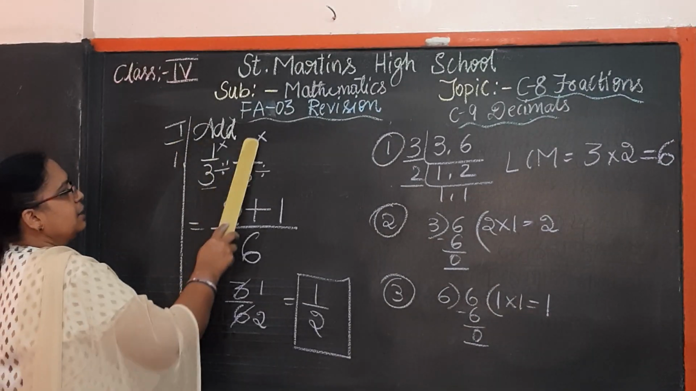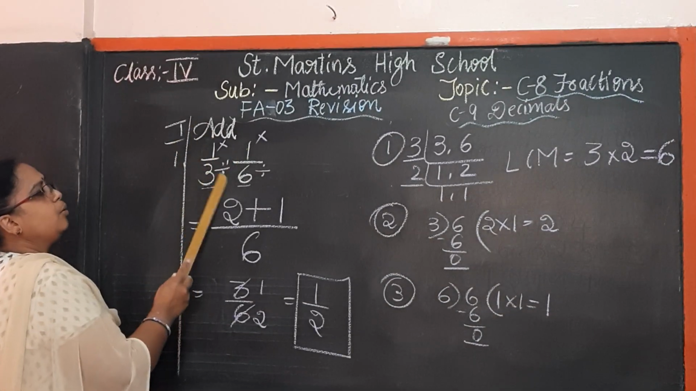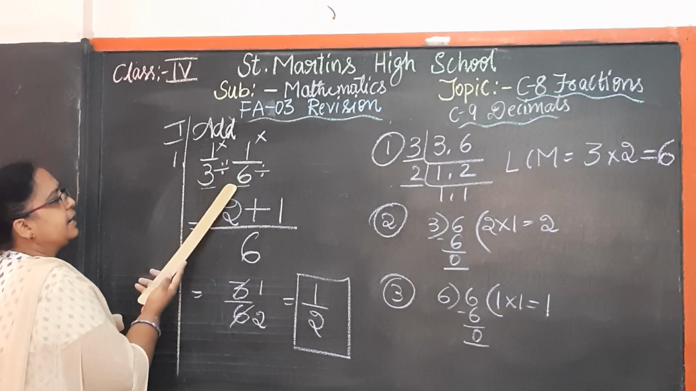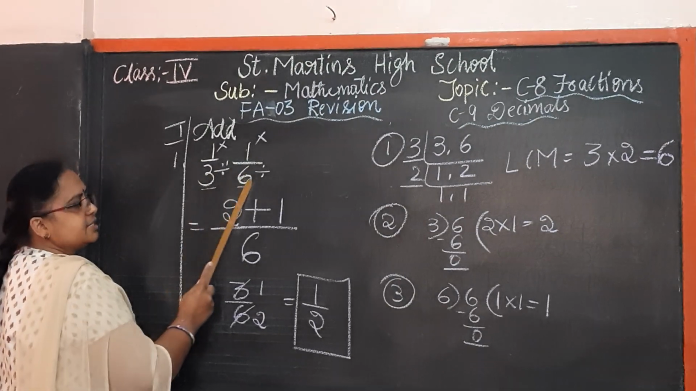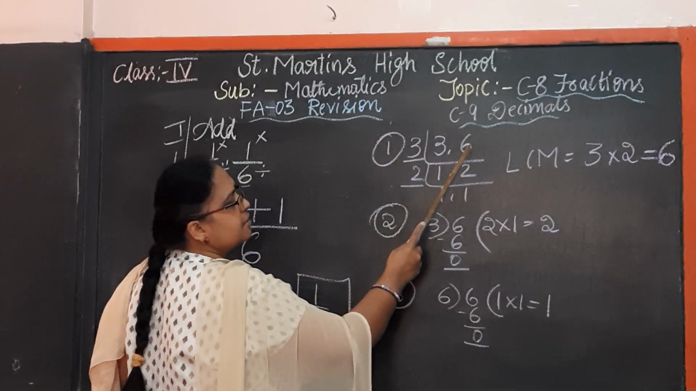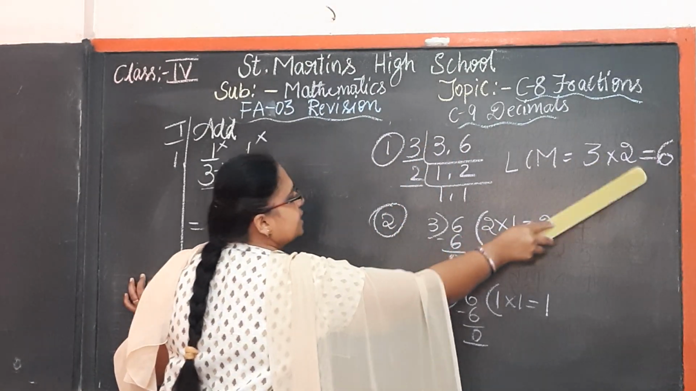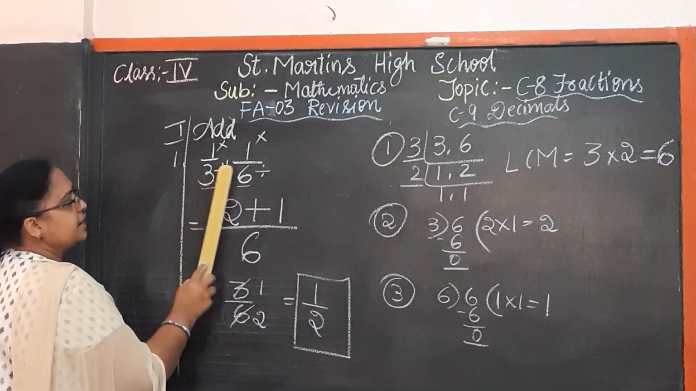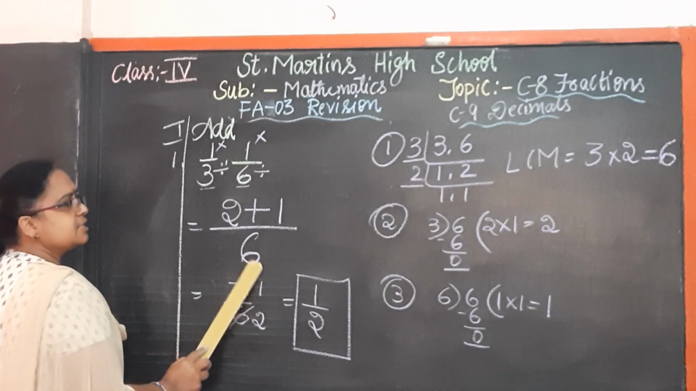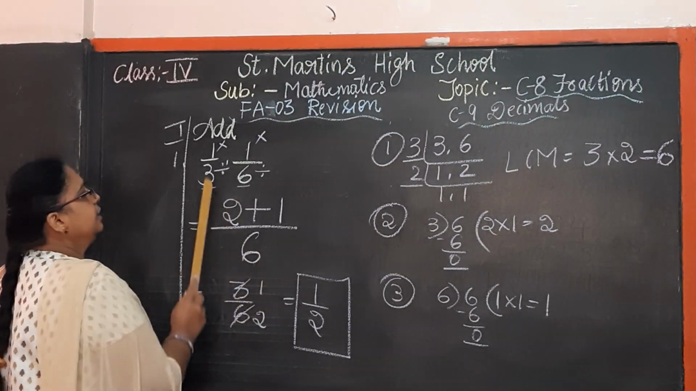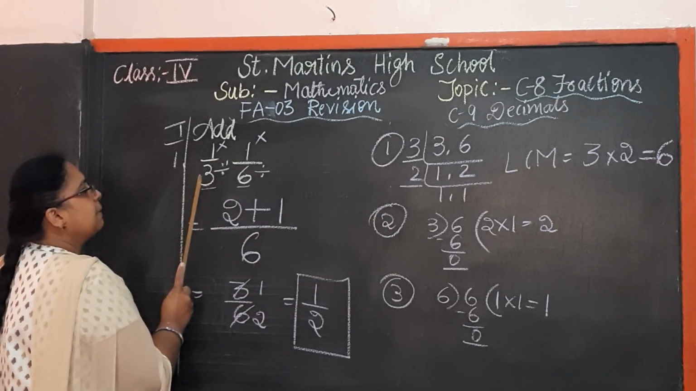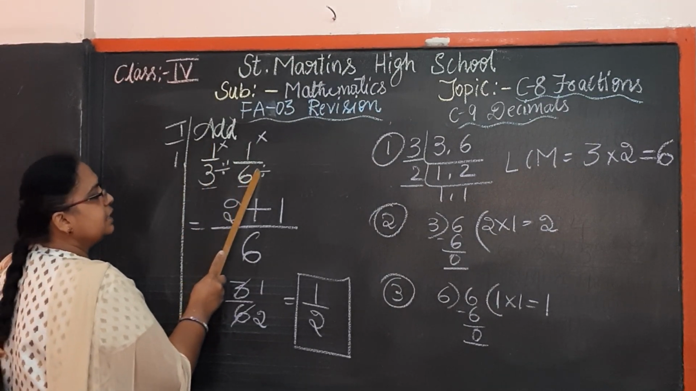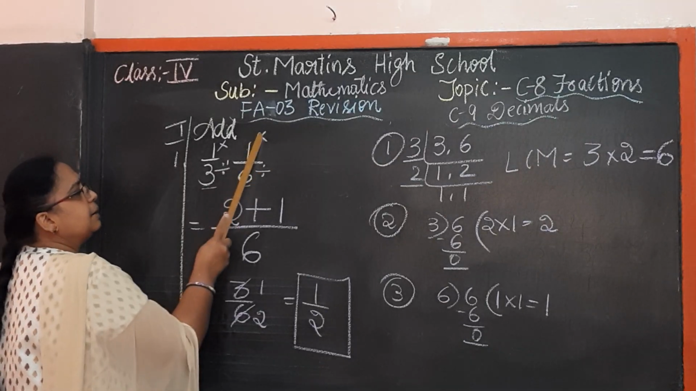1 by 3, 1 by 6. We should add this. See, numerators are the same, denominators are different. So we cannot add. So we have to take LCM for 3 and 6. The first step is taking LCM for 3 and 6. We will get the LCM as 6. And that LCM we are going to write here. Instead of writing 3 and 6, we are taking the number 6 as LCM. Then the second step, what we have to do is divide by 3 and multiply by 1. And in the third step we have to divide by 6 and multiply by 1.